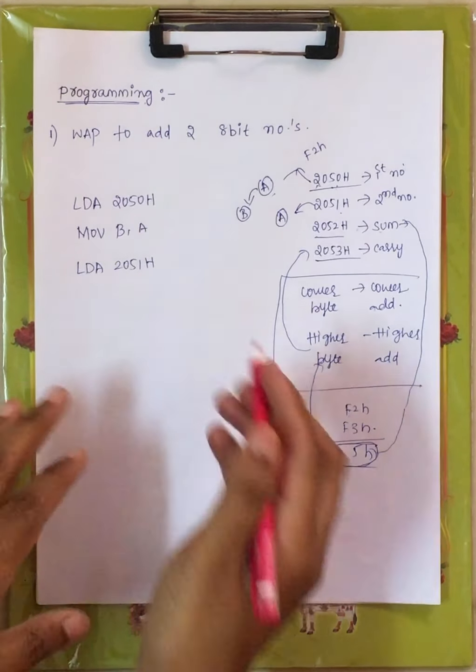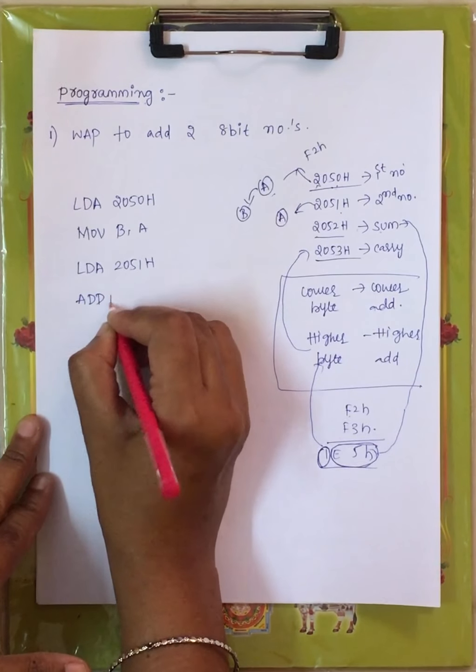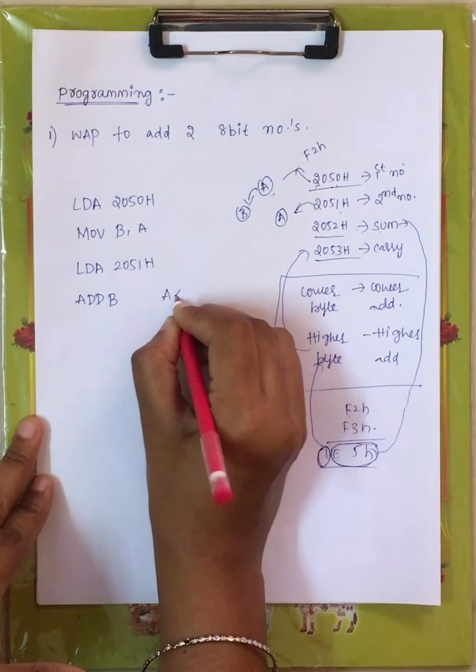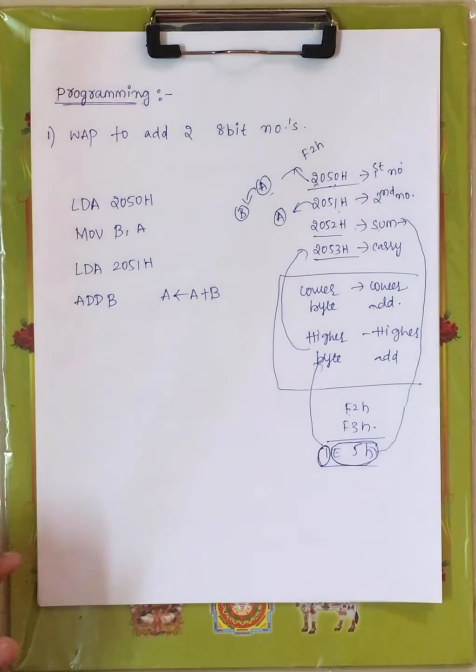Now what is the next step? We have to add B. Add B. Now what is the result? Contents of A are added with contents of B and the result is stored in your A, right? Here we have added.